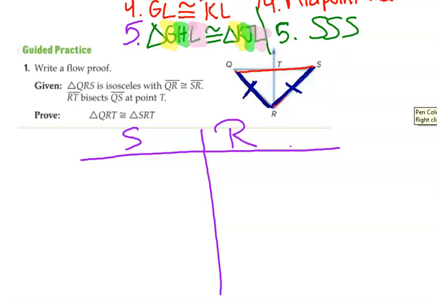And RT bisects QS at point T. So if I have a bisector, that means that these two are congruent. But I need to say something about that so I can prove that those are congruent. So we kind of have a game plan. So we know that at least the blue ones are congruent. I know what type of statement I need to write because of the bisecting. And then I have only one more to do, which would be this middle one. And then I'd prove that one.